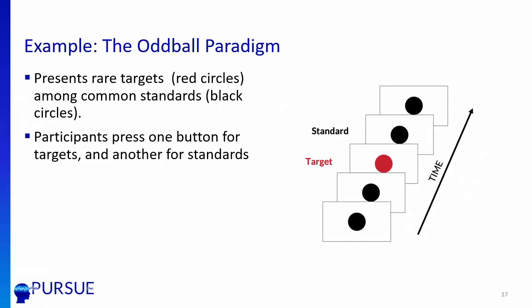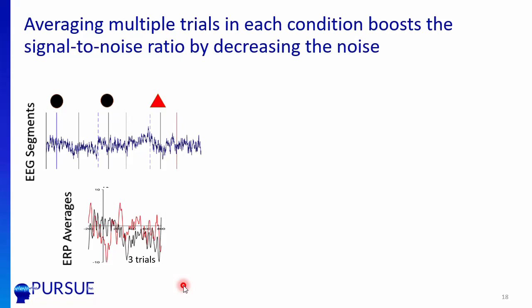The oddball paradigm presents a standard stimulus, in this case a black circle, then presents an oddball, the target, in this case a red circle. Participants press one button if it's a standard and another button for the rarer targets. These trial sequences will continue. So let's look at the EEG from this oddball paradigm.